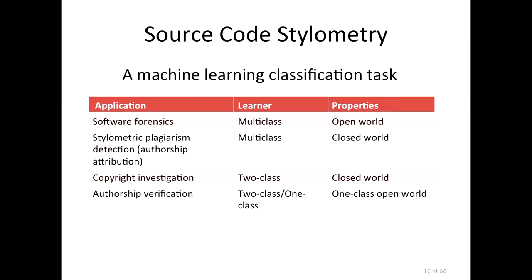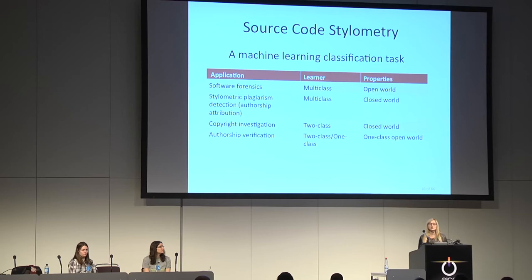When we look at source code authorship attribution, we can define this as a machine learning problem with four main experimental settings. In the first one, we can think of software forensics, and here we have multiple authors, which corresponds to a multi-class learner, and this is in an open world setting, which means that we don't know the suspect set. In the regular case of authorship attribution, which we can also call stylometric plagiarism detection, we have the multi-class case with multiple authors, and we know the suspect set, so it's a closed-world machine learning problem. And we can also apply source code stylometry to a copyright investigation, where we have two parties in the dispute, so it's a two-class problem, and it's a closed-world problem because we know both sides in the dispute.